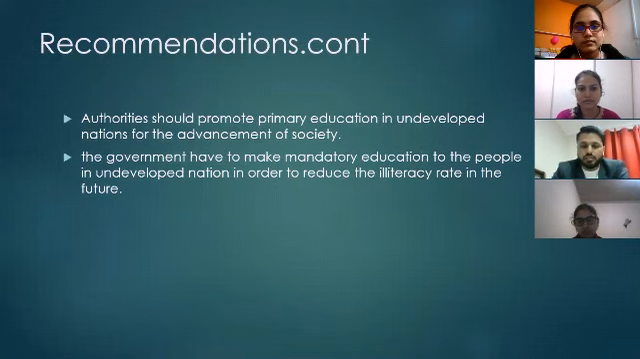And authorities should promote primary education in underdeveloped nations for the advancement of society. According to the Global Education Monitoring Report, 61 million children of primary school age don't have the chance to go to primary schools. And the government has to make education mandatory for people in underdeveloped nations in order to reduce the illiteracy rate in the future.